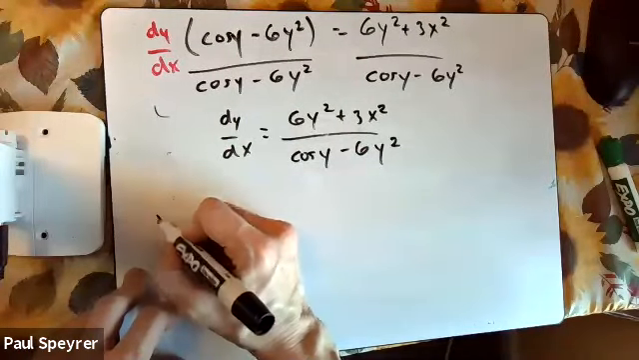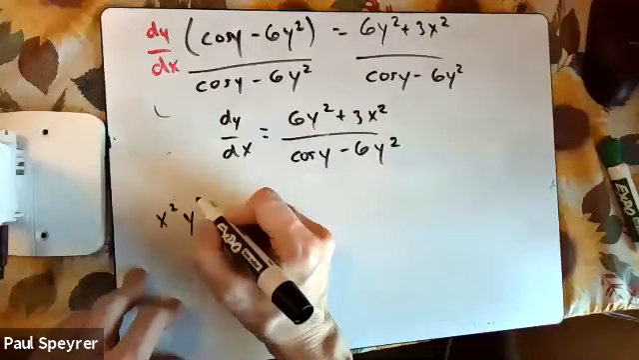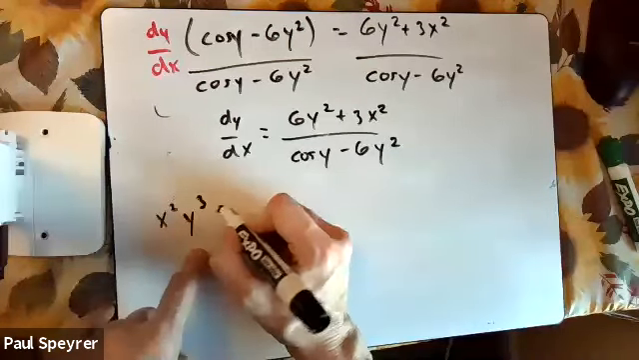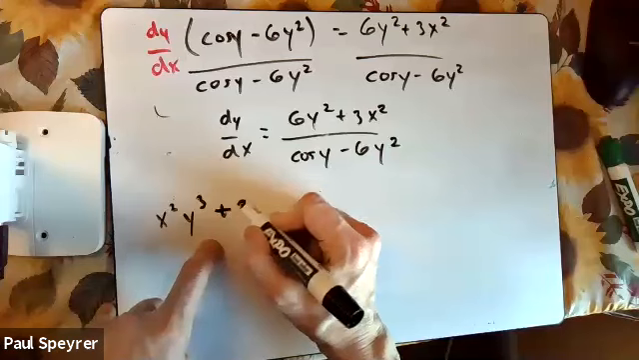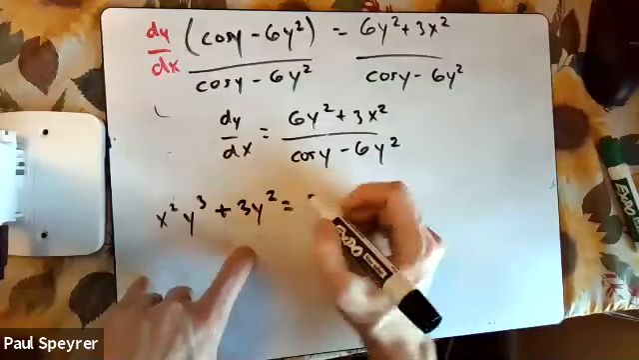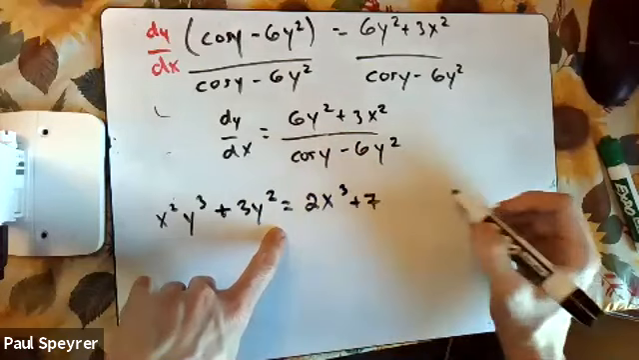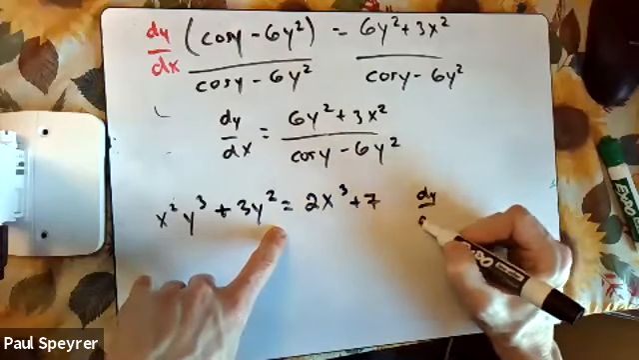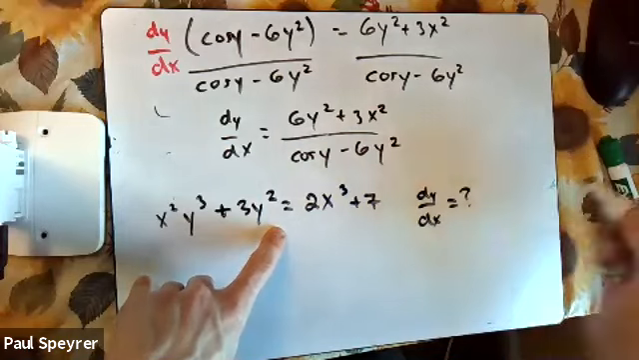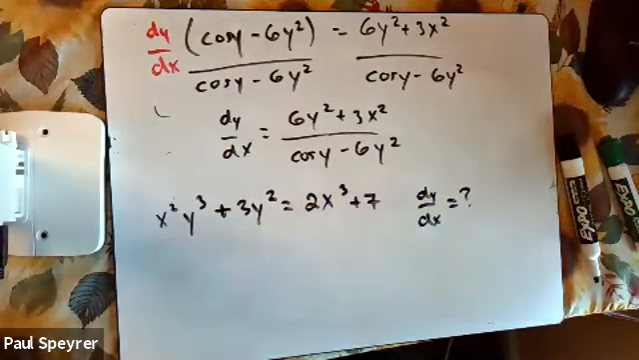Let's give this one a go. x squared y cubed plus 3y squared equals 2x cubed plus 7. dy/dx equals what, right here? So again, how do we start?